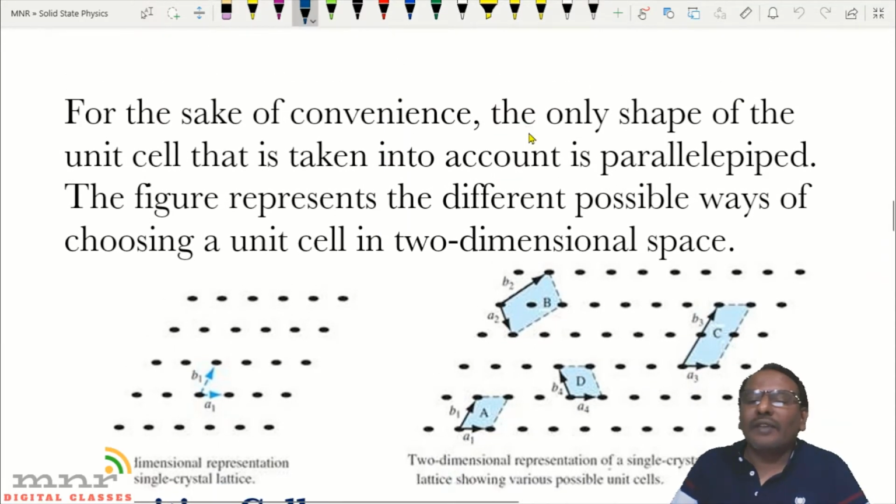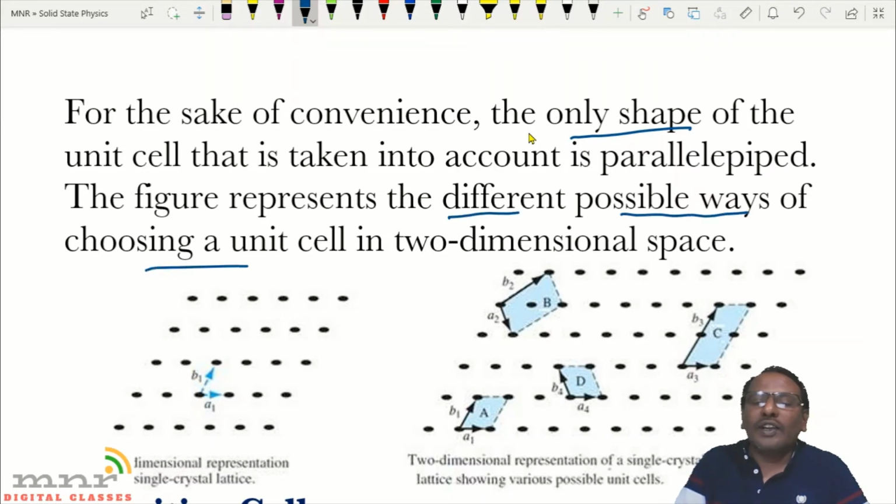For the sake of convenience, the only shape of the unit cell that is taken into account is a parallelepiped. Now, here we are having a 2-dimensional case. The figure represents the different possible ways of choosing a unit cell in 2-dimensional space.